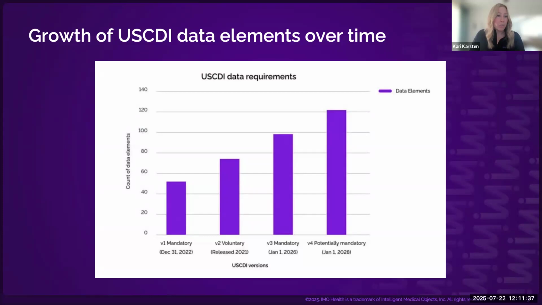So V4, it's January 1st, 2028, when that potentially becomes a mandatory requirement. But any organization can work with us now to get ahead of that and start working towards it already. So we're not in this moment where we're feeling the pinch or the pressure of having to be compliant within, in this case, less than 6 months. January 1st will be here. But IMO is here to partner and help facilitate that journey towards compliance.